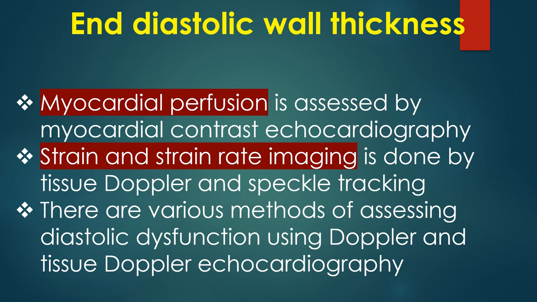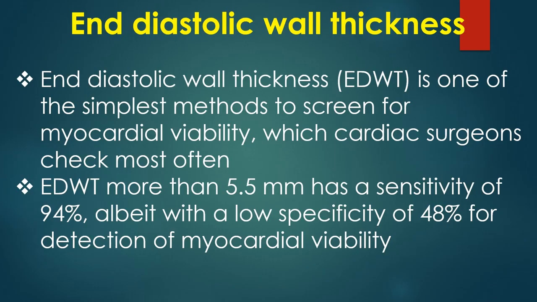There are various methods of assessing diastolic function using Doppler and tissue Doppler echocardiography. And diastolic wall thickness is one of the simplest methods to screen for myocardial viability, which cardiac surgeons check most often. A diastolic wall thickness of more than 5.5 mm has a sensitivity of 94%, albeit with a low specificity of 48% for detection of myocardial viability.